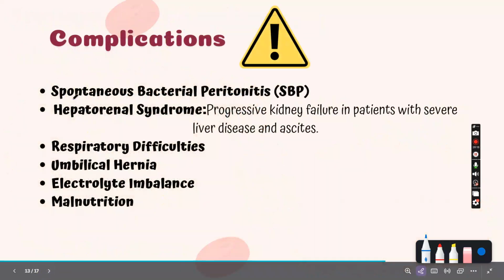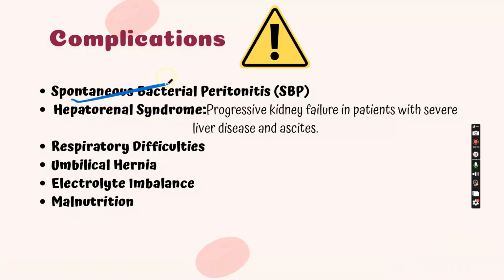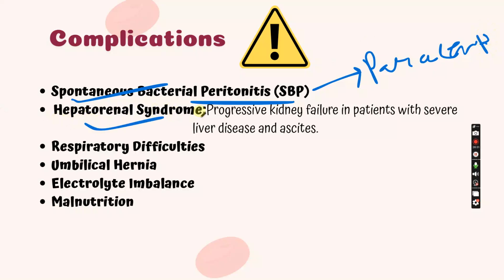Then there are the complications. The first complication is spontaneous bacterial peritonitis. This occurs if the paracentesis is not done with proper aseptic techniques. Then there is hepatorenal syndrome, that is progressive kidney failure in patients with severe liver disease or ascites. Respiratory difficulties, umbilical hernia, electrolyte imbalance, and malnutrition.